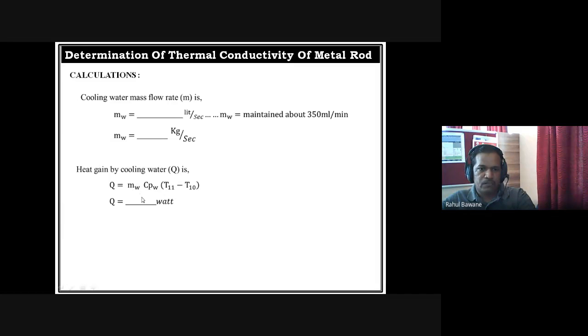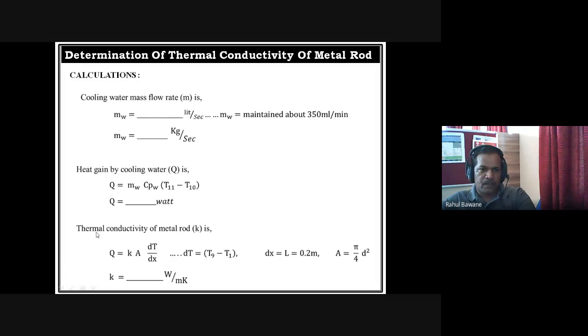So Q is equal to the mass of water, times Cp of water, times the temperature difference of water, that is T11, the outlet temperature of water, minus T10, the inlet temperature of water. This much heat actually travels through the rod. So in this experiment, don't consider Q equal to V into I, that is the total heat supplied. Q is equal to the heat extracted or gained by the cooling water, so m Cp delta T.